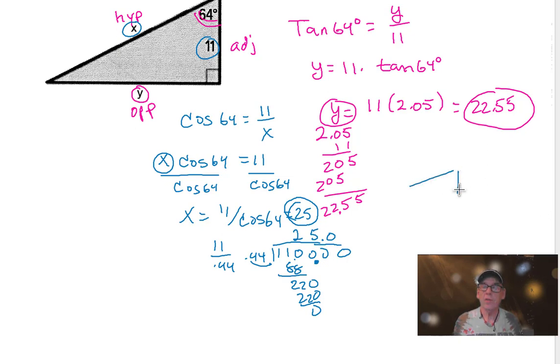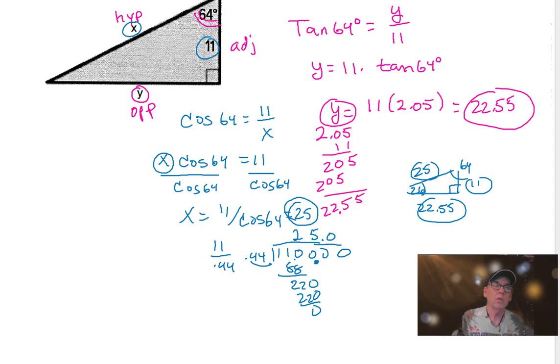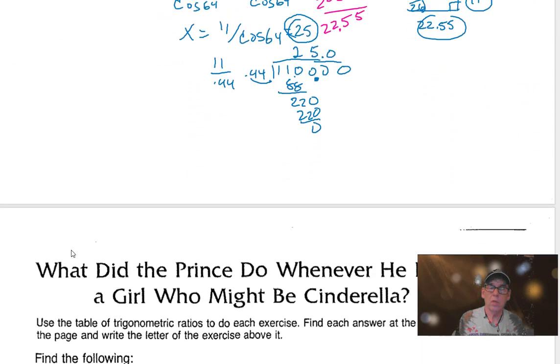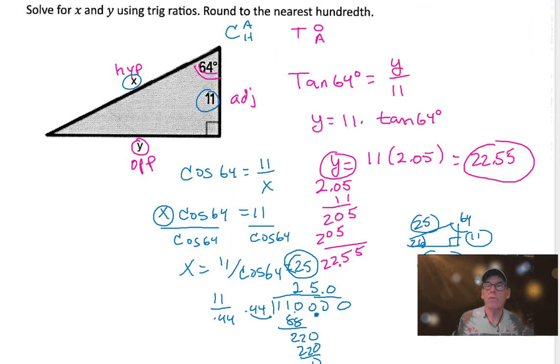So in this triangle that had a 64-degree angle, with this side being an 11, we found out that the opposite side is going to be 22.55, and the hypotenuse is going to be 25 units long. Now, if we needed to completely solve the triangle, we know that's a right angle. This other angle is going to be the complement of 64. This is going to be 26 degrees. And that's what we have for this page.